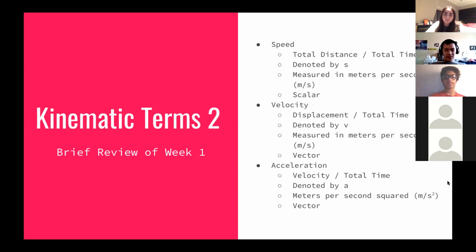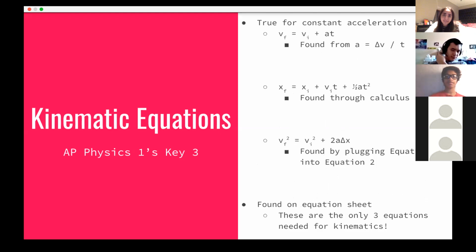Speed is the total distance divided by the total time, is denoted by the letter S, measured in meters per second, or m divided by s, and is a scalar. Velocity is displacement divided by total time, denoted by v, measured in meters per second, and is a vector. Acceleration, denoted by the letter a, is a vector defined as velocity divided by total time and is measured in meters per second squared.